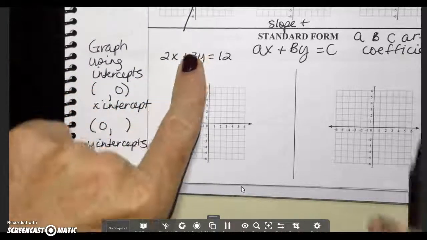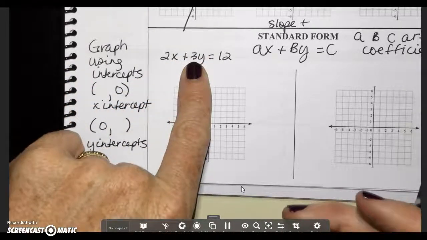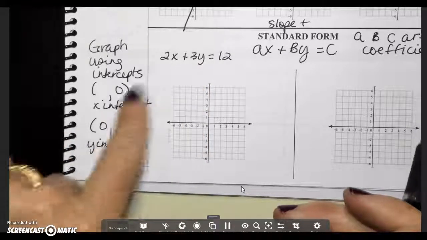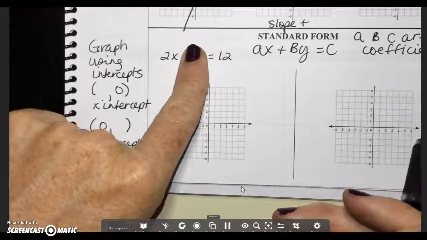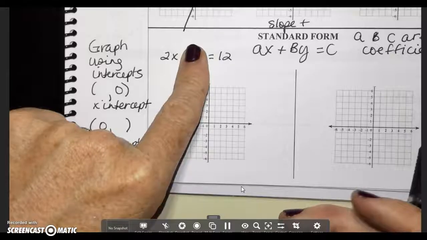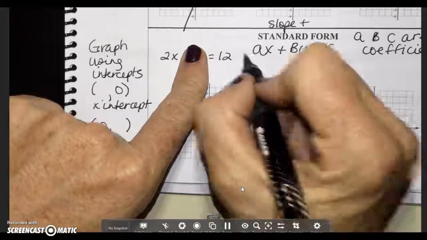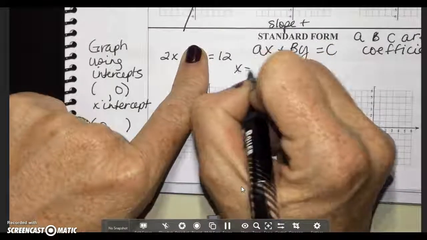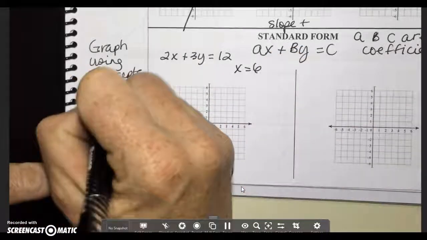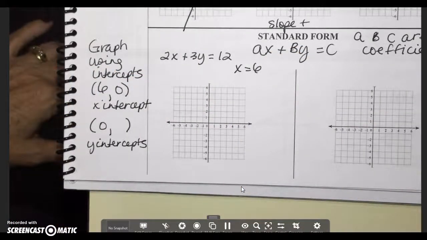So you literally, when you do these, can put your finger over the coordinate that you're eliminating. 3 times 0 is 0. Let's just cover it up. Now, what's 2 times what gives you 12? 6. So your x-intercept is 6.